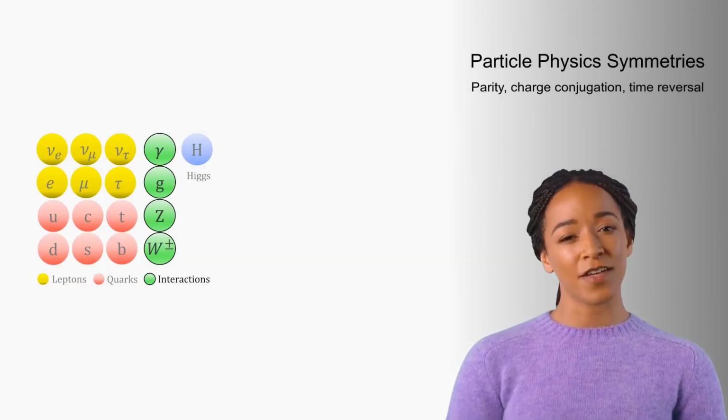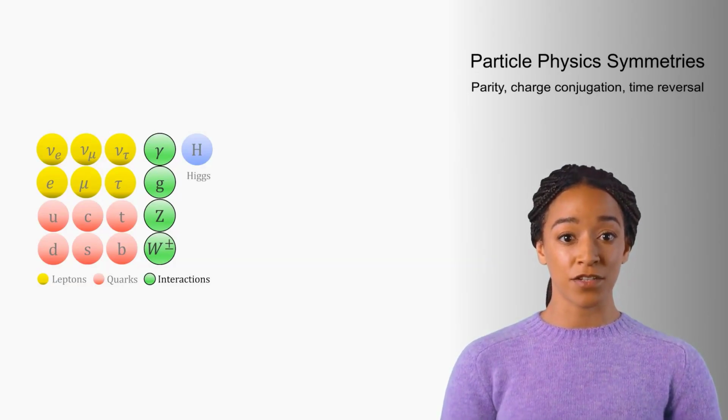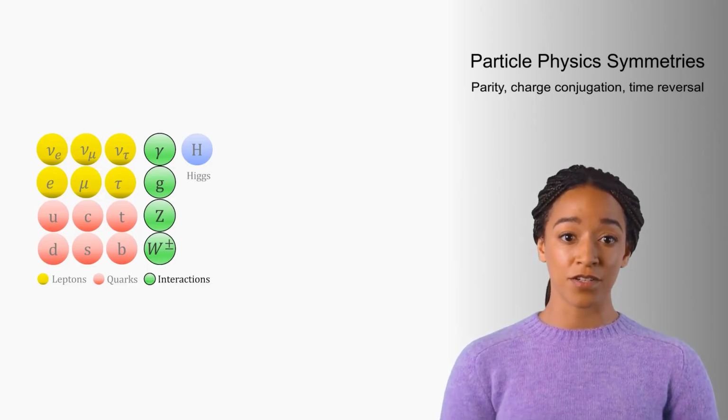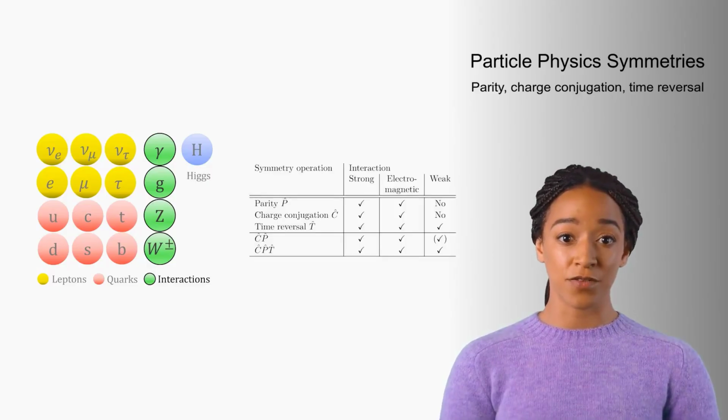Welcome to our video on the physics of elementary particles. Here we will discuss most important symmetries for the strong, electromagnetic and weak interactions. We consider three symmetries under which interaction processes can proceed in the same way: parity operation, charge conjugation, and time reversal.